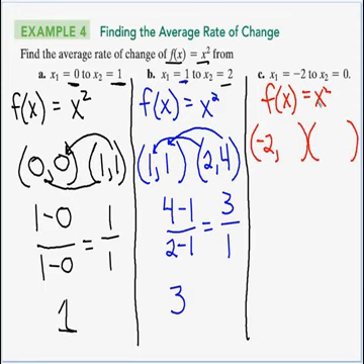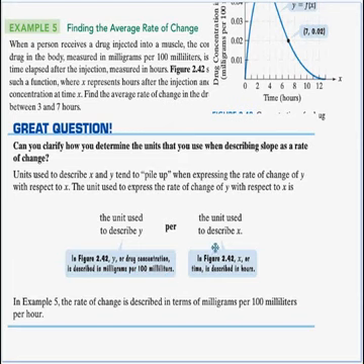So in the figure right here, the y, or the drug concentration, is milligrams per 100 milliliters. And in the figure, the x-axis is described in hours. So the rate of change is described in terms of milligrams per 100 milliliters per hour. Gets kind of weird when you've got two pers in there.